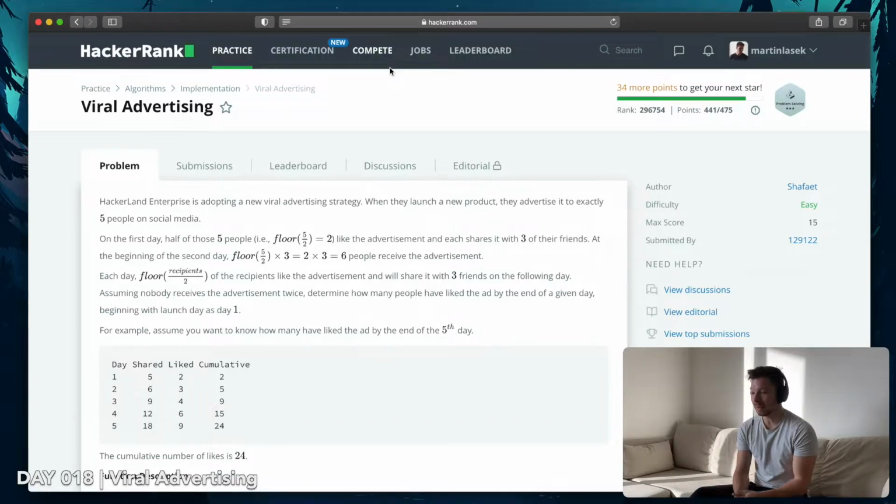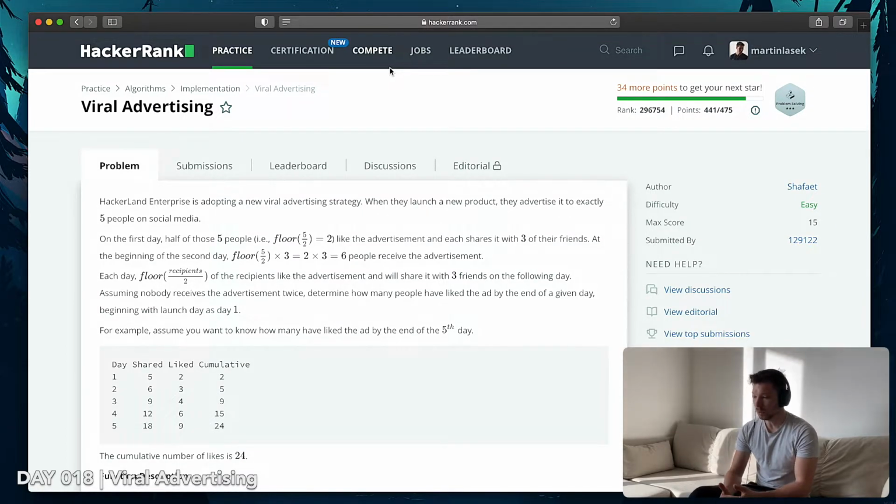At the beginning of the second day, 5 divided by 2 times 3 equals 2 times 3, so that means 6 people received the advertisement. Each day, half of the recipients (rounded down) like the advertisement and will share it with 3 friends on the following day. Assuming nobody received the advertisement twice, determine how many people have liked the ad by the end of a given day, beginning with launch day as day 1.